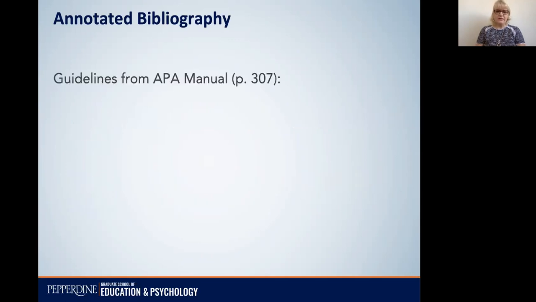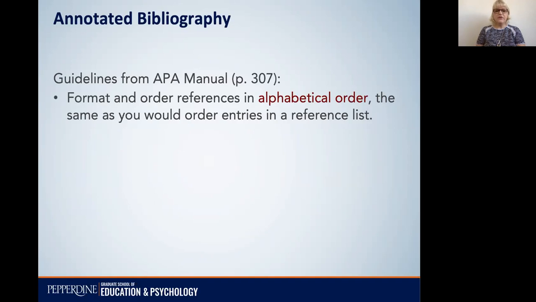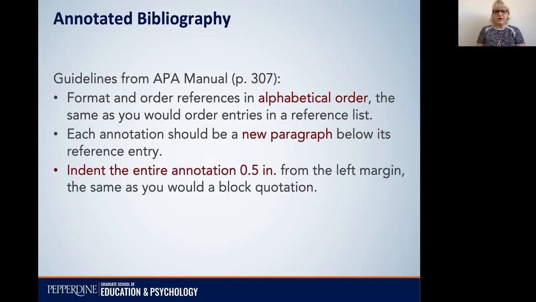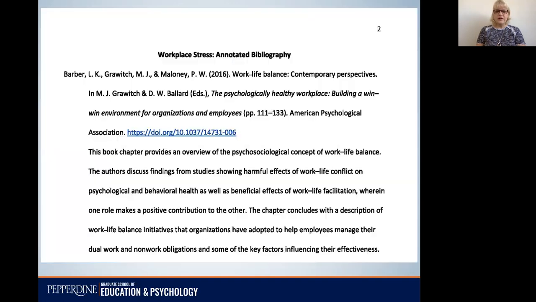Here are some guidelines from the APA manual. So first of all, like I mentioned, your references will be in alphabetical order, the same way you would arrange them in a regular references page. Each annotation should be a new paragraph below its reference entry. Indent the entire annotation from the left margin, the same as you would a block quotation. And do not indent the first line of the annotation. So here's a sample from the APA manual.